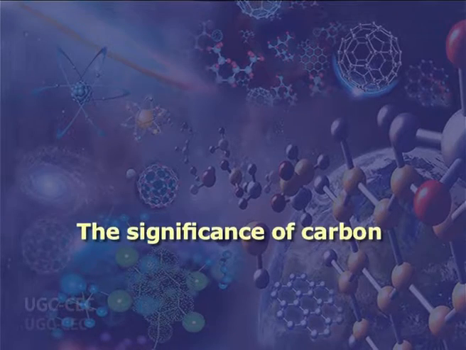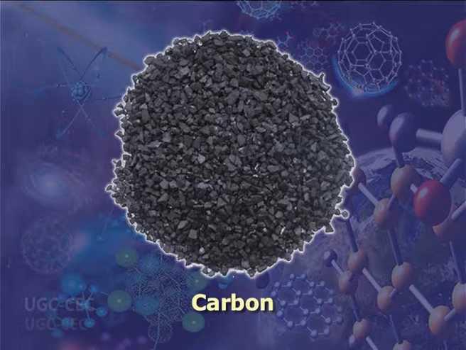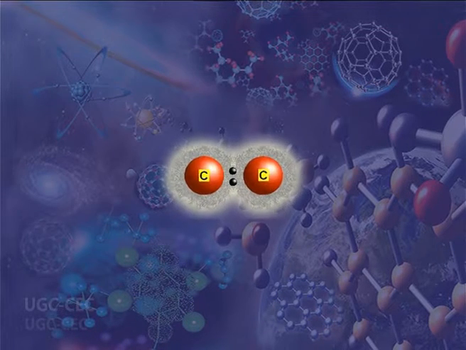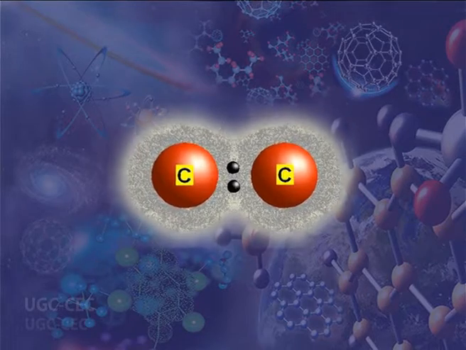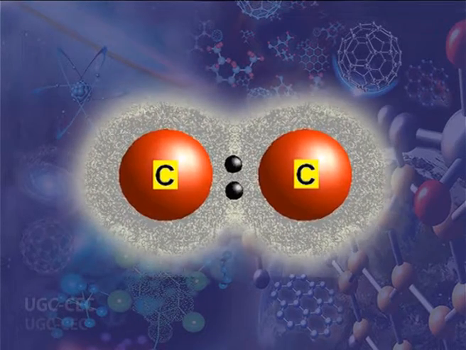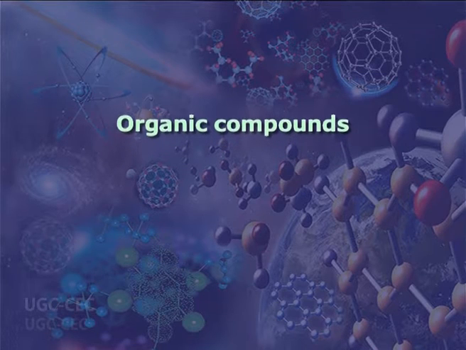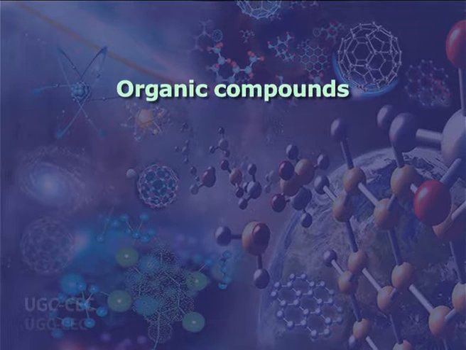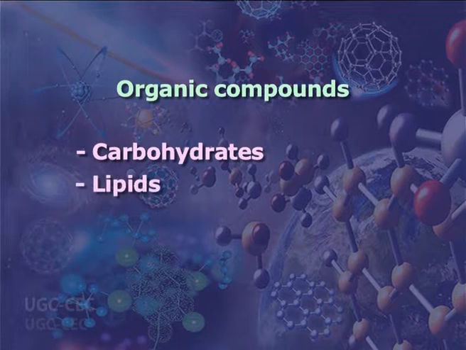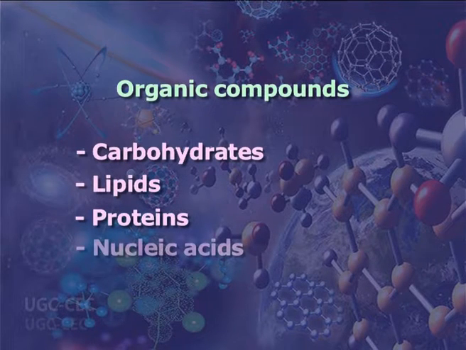The significance of carbon. Why is carbon so basic to life? The reason is carbon's ability to form stable bonds with many elements, including itself. This property allows carbon to form a huge variety of very large and complex molecules. In fact, there are nearly 10 million carbon-based compounds in living things. However, the millions of organic compounds can be grouped into just 4 major types, that are carbohydrates, lipids, proteins and nucleic acids.